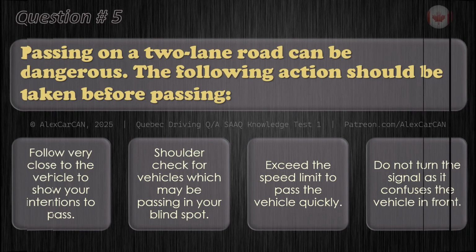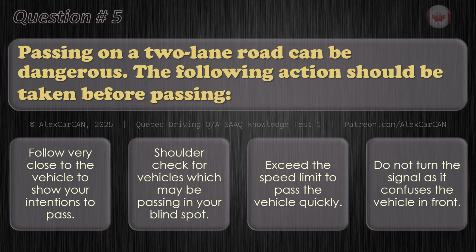Question number 5. Passing on a 2-lane road can be dangerous. The following action should be taken before passing. Follow very close to the vehicle to show your intentions to pass. Shoulder check for vehicles which may be passing in your blind spot. Exceed the speed limit to pass the vehicle quickly. Do not turn the signal as it confuses the vehicle in front. The correct answer is shoulder check for vehicles which may be passing in your blind spot.